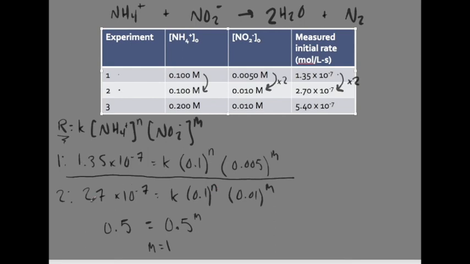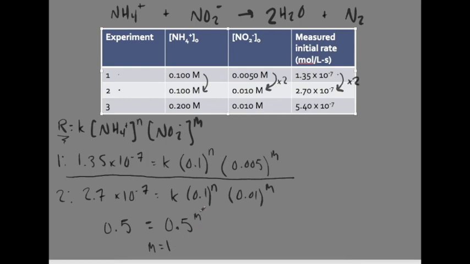When I compared experiment 1 to experiment 2, experiment 1 has a rate half as big as experiment 2 because experiment 1 had a concentration of NO2 half as big as experiment 2. And so by doing it mathematically, I can see that the exponent on NO2 has to be a 1.